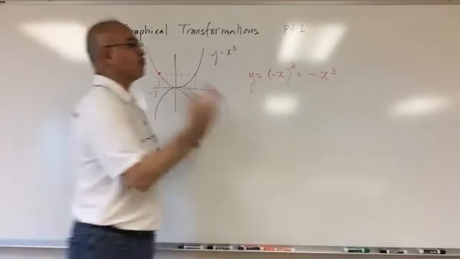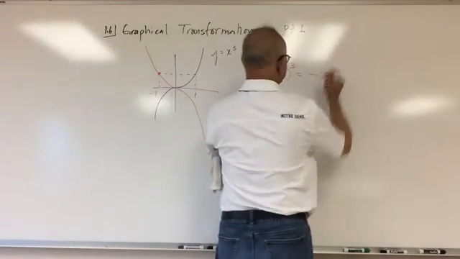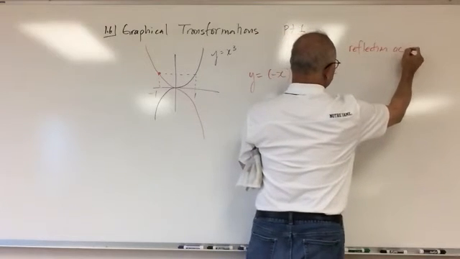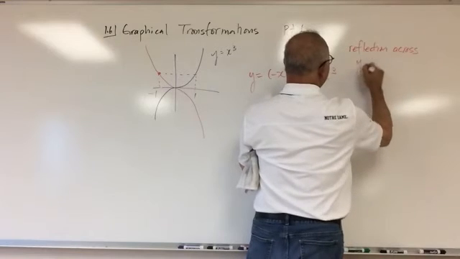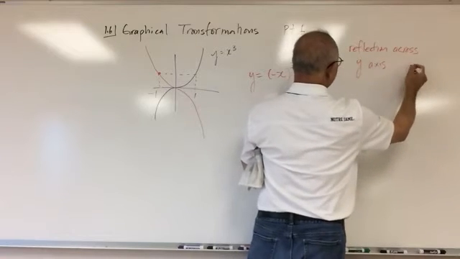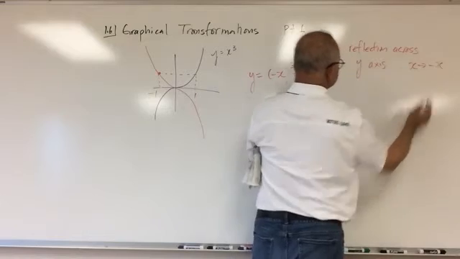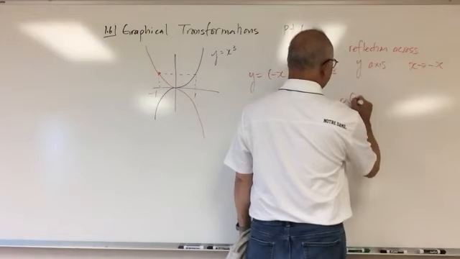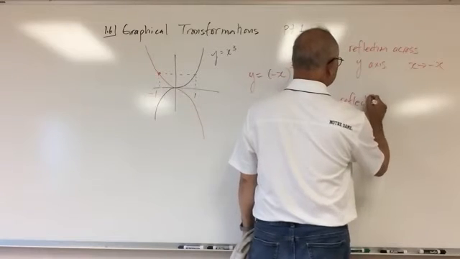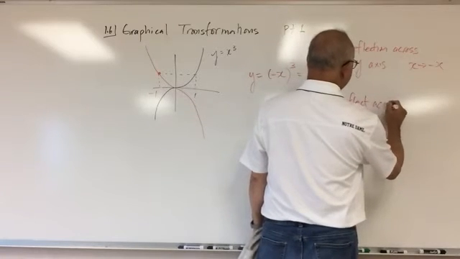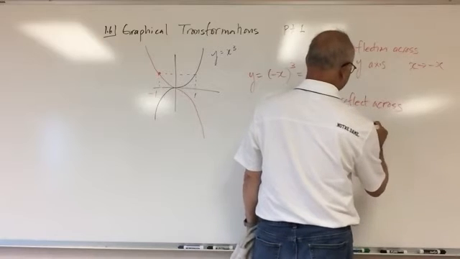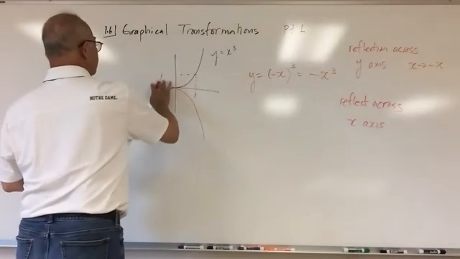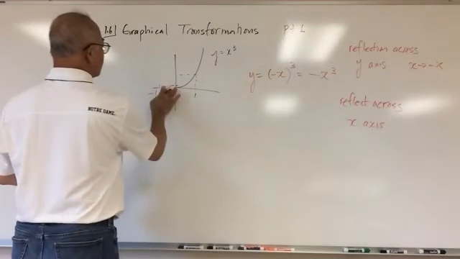So when I'm reflecting across the y-axis, where x is, I'm going to put -x. And if I want to reflect across the x-axis, again, let's start with this. I want to reflect this across the x-axis. What am I going to do?